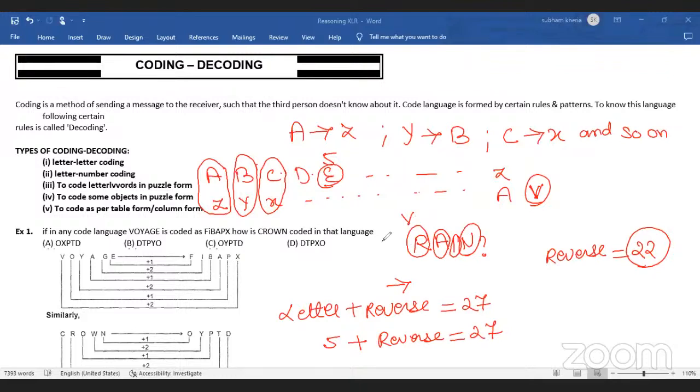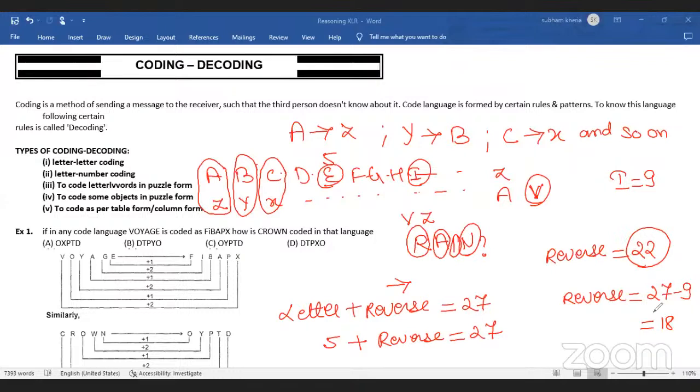For A, we have already seen the code is Z. For I, the code of I is 9. The number of I is 9. See, E, F, G, H, I: 1, 2, 3, 4, 5, 6, 7, 8, 9. You can see, right? I is 9. So what will be the reverse for I? The reverse for I will be 27 minus 9, that is 16. Sorry, 18.